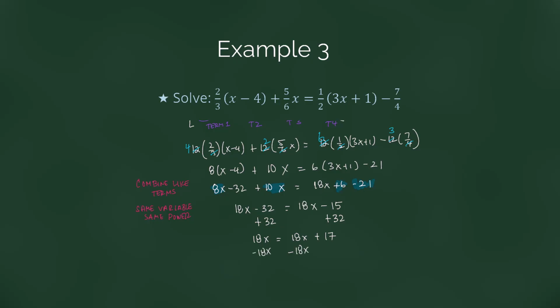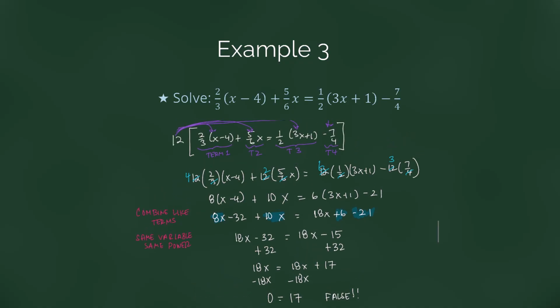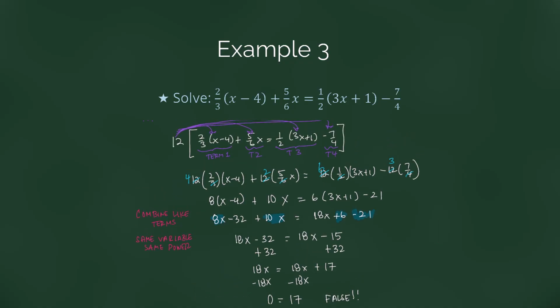And now here's where we start to see something very strange. We get 0 is equal to 17. Well, that's nonsense. This is a completely false statement. What does that tell us? Well, that tells us that our original equation has no solution. In other words, there is no value of x that satisfies our original 2/3 times x minus 4 plus 5/6 of x equals 1/2 times 3x plus 1 minus 7/4.